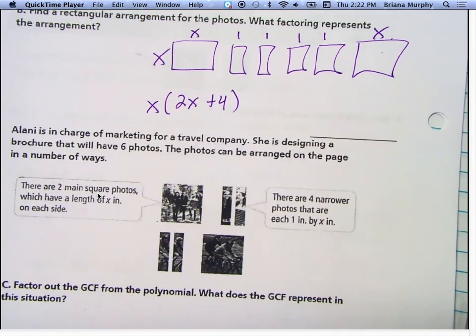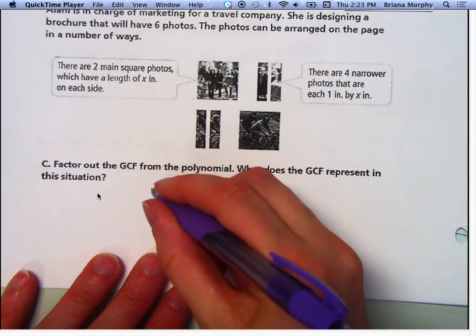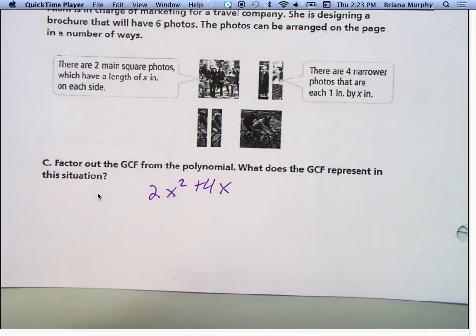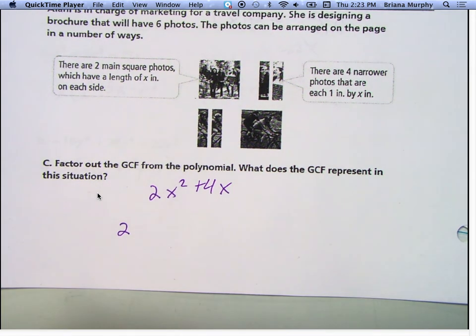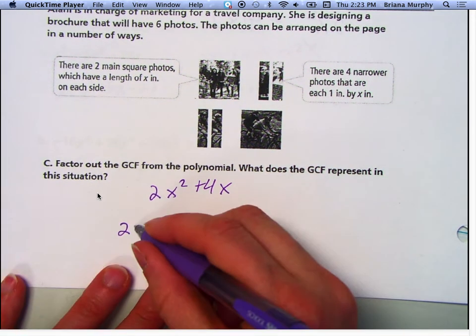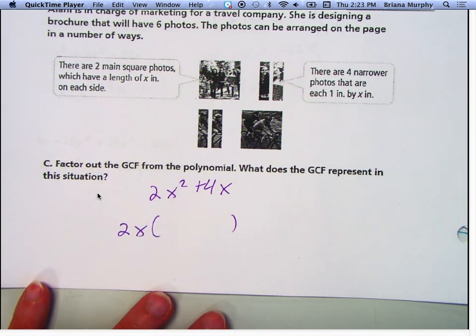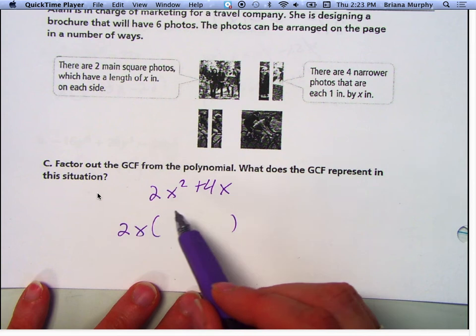Okay. So, Elena is in charge of marketing for a travel company. The photos on the page. Factor out the greatest common factor of the polynomial. What does the greatest common factor represent? So if we go back to A and we have 2x squared plus 4x, what's the biggest number that can be factored out of that? 2. What's the most amount of x's? x. So what do we have left over? 2x times what gives me 2x squared? 2x times x. x.